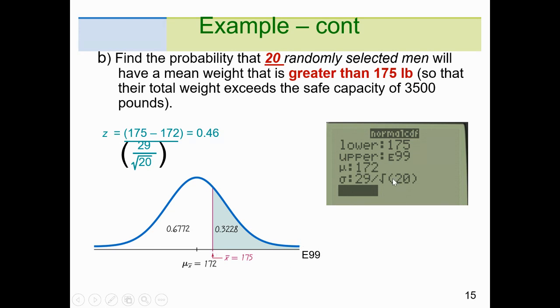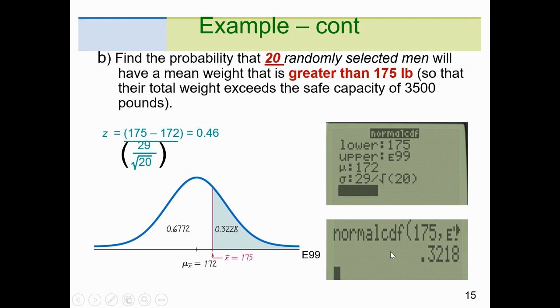My mean doesn't change. What does change, and it seems like the 10th time I've said this, is the original standard deviation of 29 divided by the square root of n. n is the 20 randomly selected men as opposed to an individual. All right, hitting enter, 0.3218, doing your pencil and paper, 0.3288. This is the only thing that is different from what we just did back in 6.3. You're saying to yourself, well, how do I know? Well, you'll see a number. It won't be an individual. It'll be a number here that represents n.